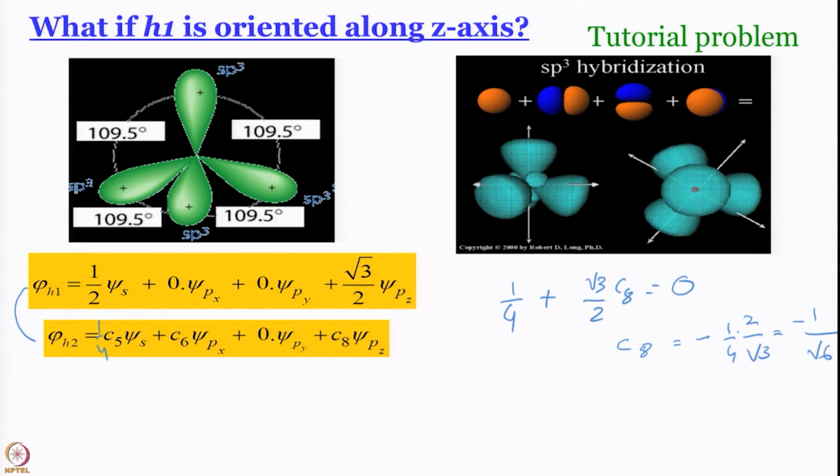Okay, is a minus fine? Actually it is, because it is on the other side. I mean it is towards minus z, so it is fine. Okay. What is the contribution of this pz orbital now? 1/6. Okay, whereas the contribution is 1/4. So, 1/6 versus 1/4, that is not sp3, that is because this C6 is non-zero. How do you find C6 now? Simple, 1/4 plus C6 square plus 1/6 is equal to 1 from the normalization condition.